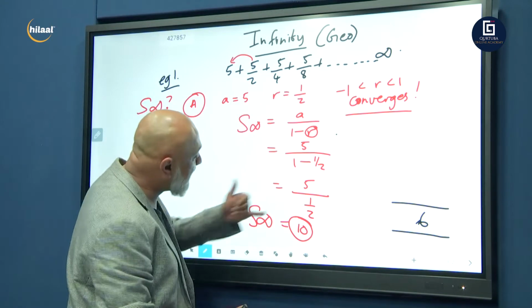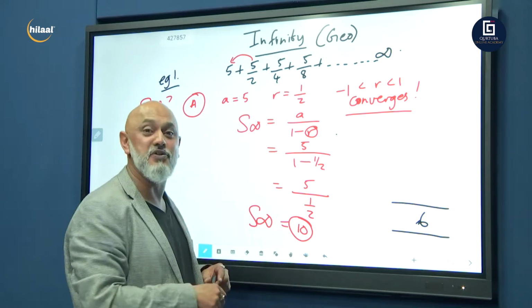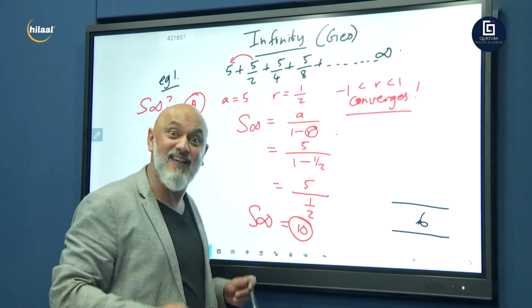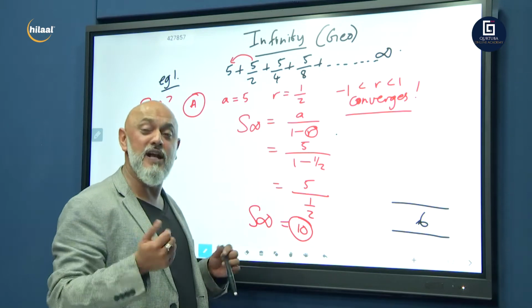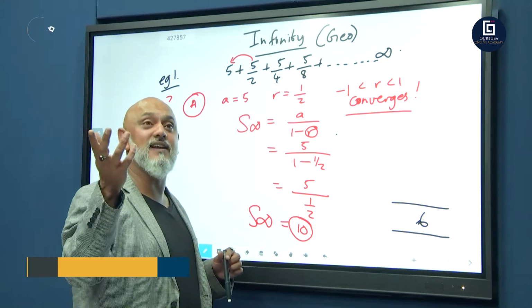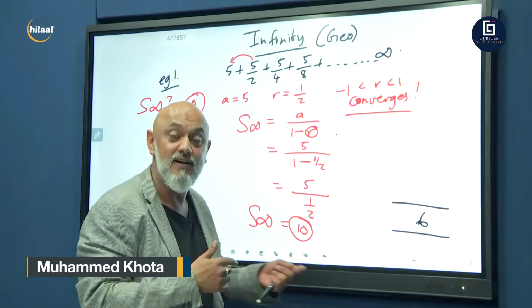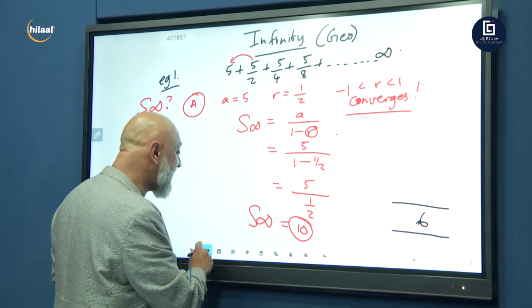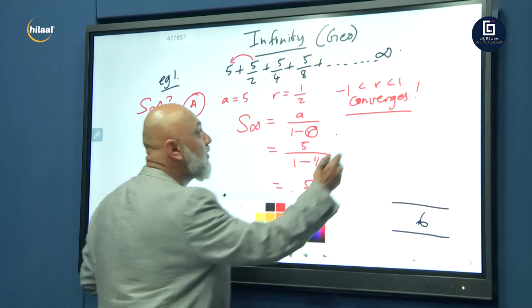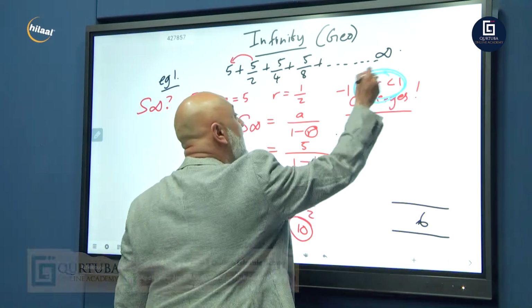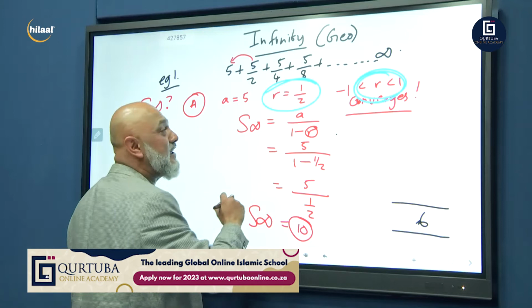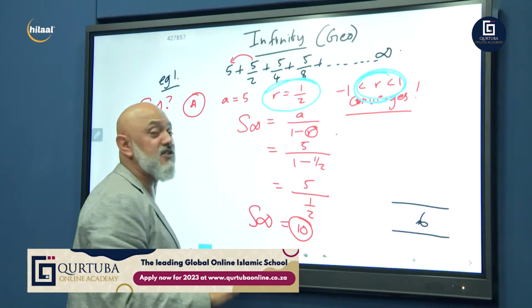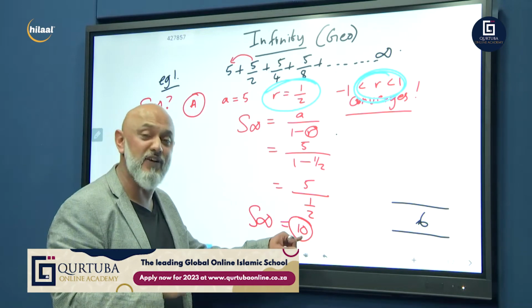You would have calculated everything. You would have got sum to infinity is equal to 10. You would have got so excited that 10 is a whole number. You would have said R is greater than 1, therefore it must be divergent. Wrong. We're not looking at sum to infinity, guys. What are we looking at? We're looking at R. If R is a fraction, it converges. So you're not looking at your sum to infinity.